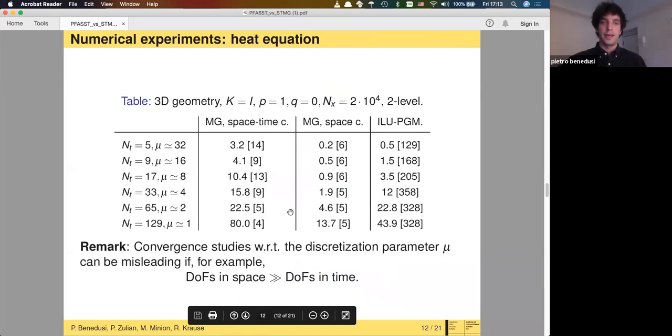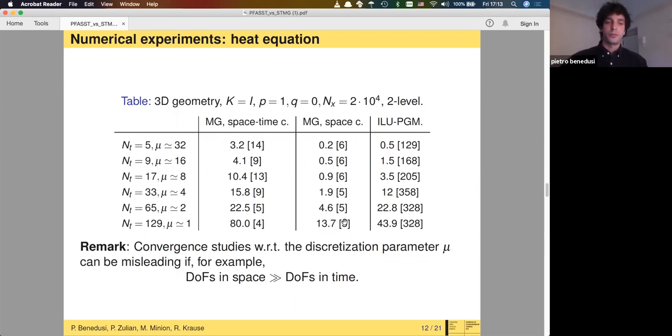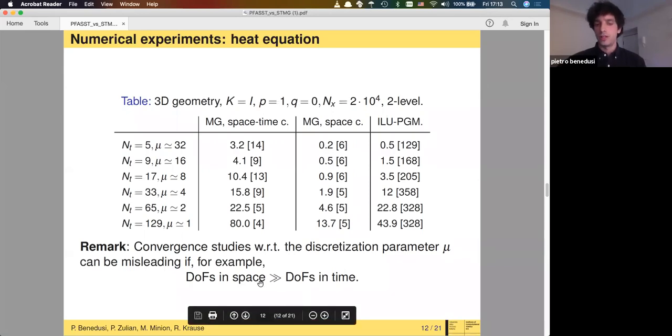but now it's a problem. And here I present some numerical experiments concerning the heat equation for a 3D geometry with these parameters. This is the finite element order in space and time. Here is 2 levels, and here I vary the number of time steps. And you can see that here I have space-time coarsening, space coarsening, and this is just an ILU preconditioned GMRES. In this case, the space coarsening seems to be always the best choice in terms of iterations and runtime. Also because we are dealing with a 3D problem that usually has many more degrees of freedom in space, so you always need to coarsen in space, otherwise your coarse problems are not going to be very cheap.